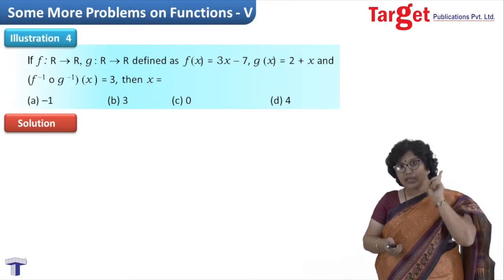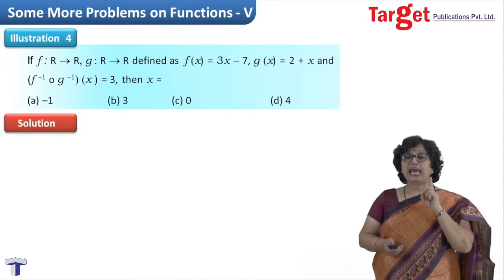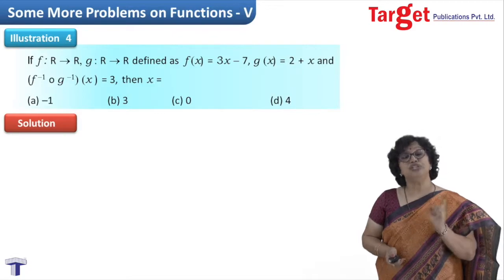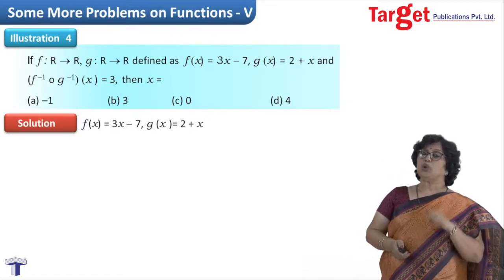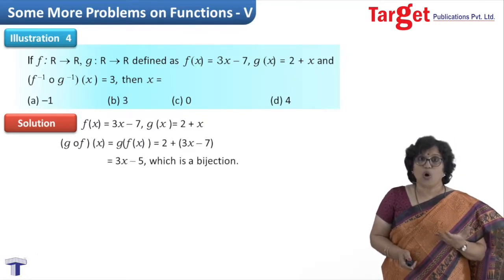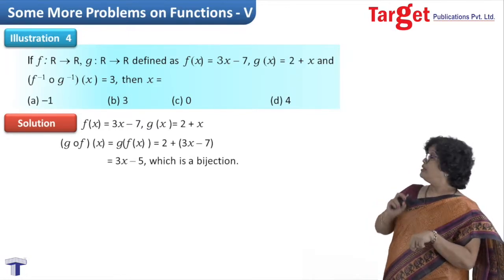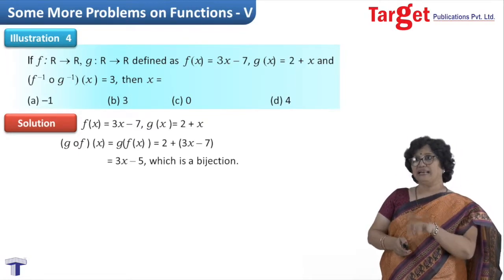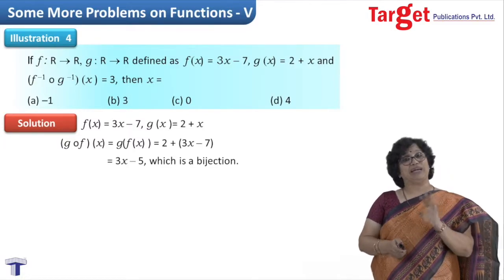Now when you read f inverse or g inverse, means what? You are talking about inverse of function. So recall whatever you have done in inverse of function. f inverse or g inverse is inverse of gof. So first I will have to work on gof. So use f(x) and use g(x) and go for gof on x. gof on x is g on f(x). So apply f(x), apply g, and that would be 2 plus 3x minus 7. So that leads to 3x minus 5.